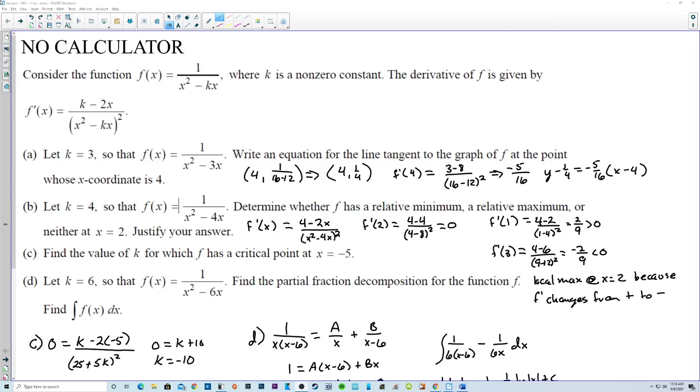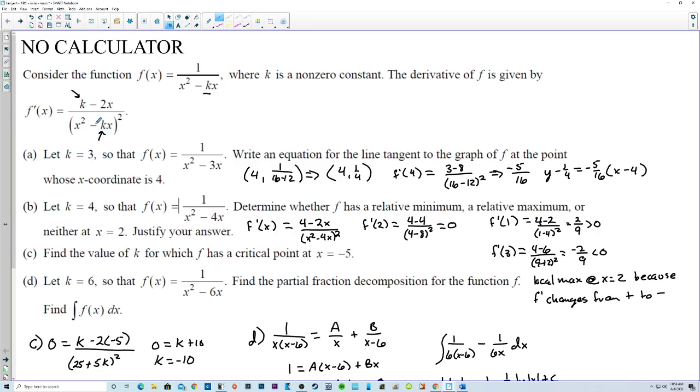All right, we have tangent, average rate of change, mins and maxes. Start out with what would be considered no calculator. Consider the function f of x equals 1 over x squared minus kx, where k is a non-zero constant. The derivative of f is given by, and they even give you the derivative, so there's k's again.